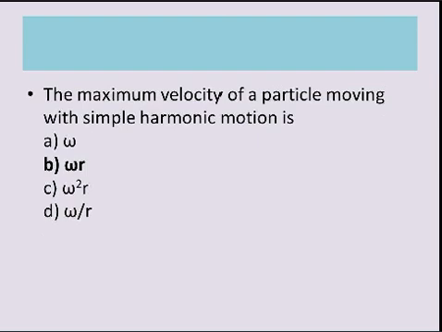The maximum velocity of the particle moving with simple harmonic motion is given by omega, or omega into amplitude r, or omega square into r, or omega by r. And the correct answer is omega into r.